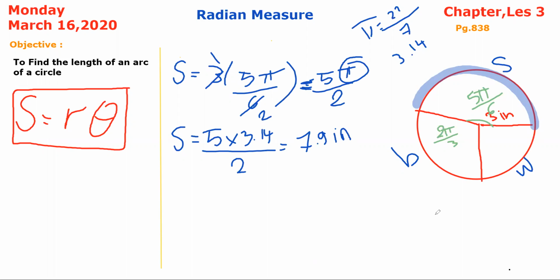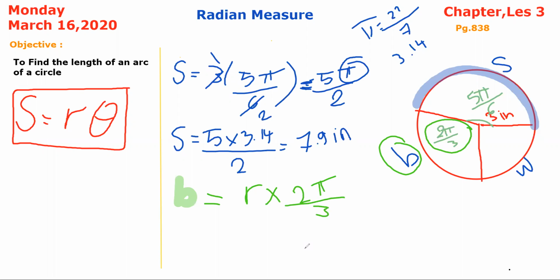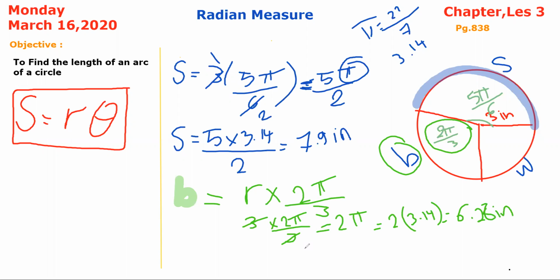What about arc B now? For arc B, it is the radius r times the angle opposite to it, 2 pi over 3. So 3 times 2 pi over 3 will be 2 pi, which is 2 times 3.14, which is 6.28 inches. So the length of arc B is 6.28 inches.